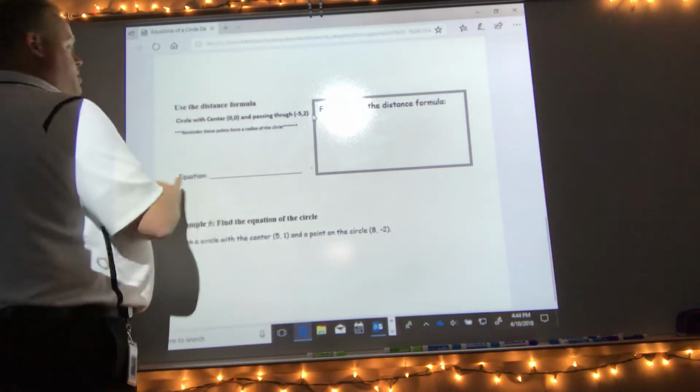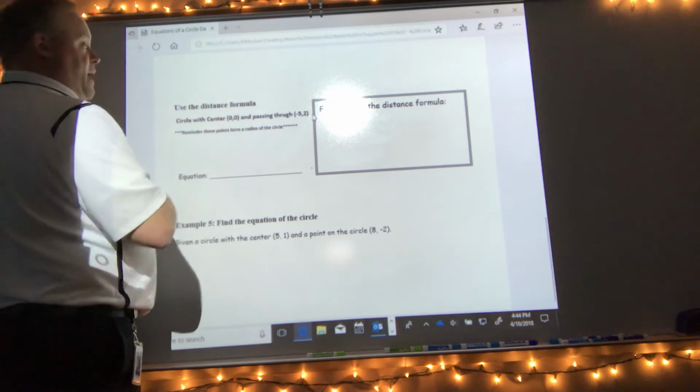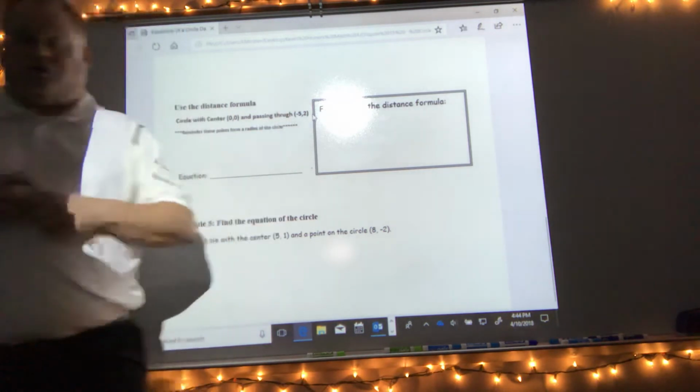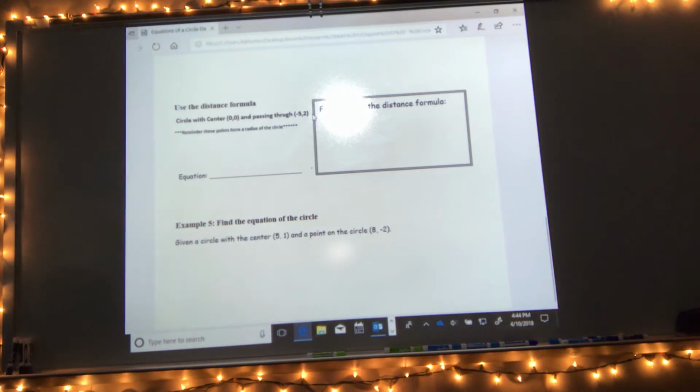So here we go. Circle with center 0, 0, and passing through. Oh my gosh, spelling mistake. Through. T-H-R-O-U-G-H. Holy cow, Kevin.